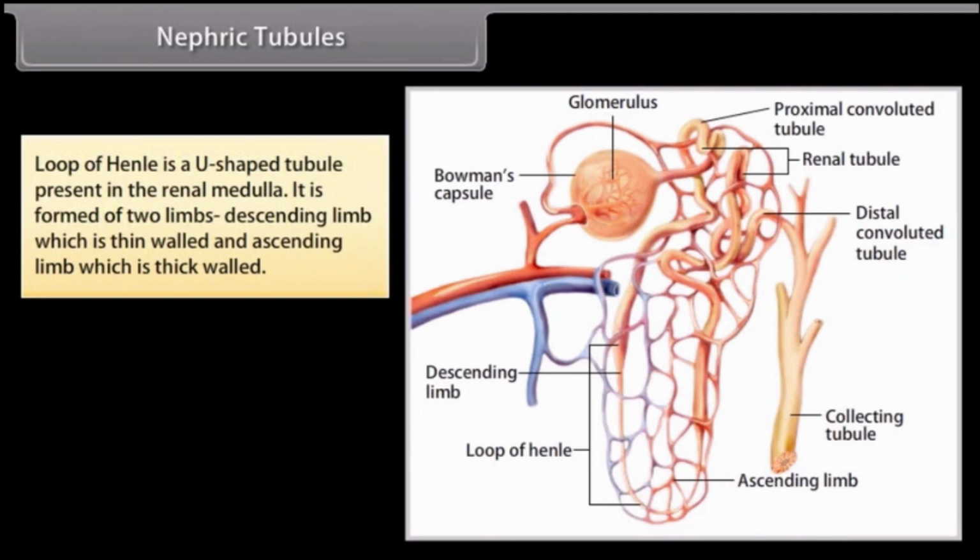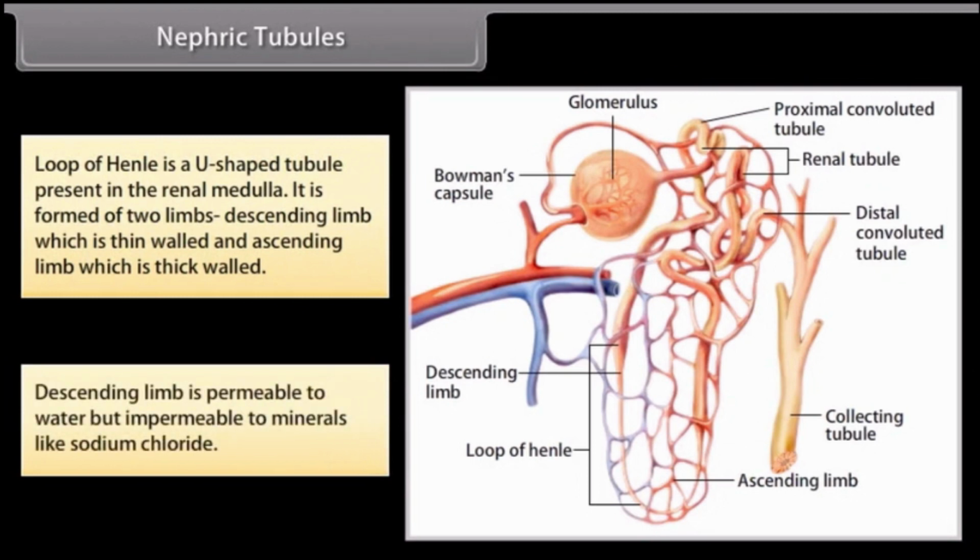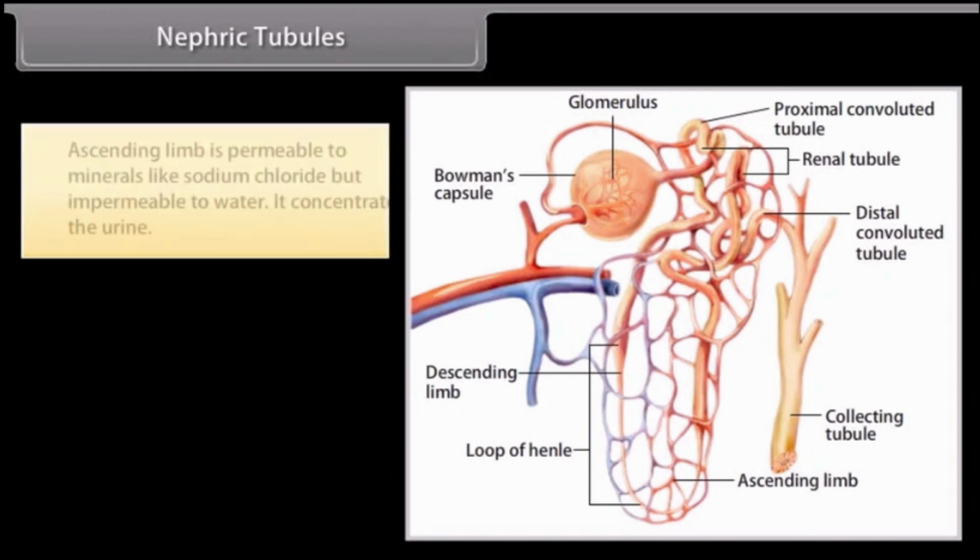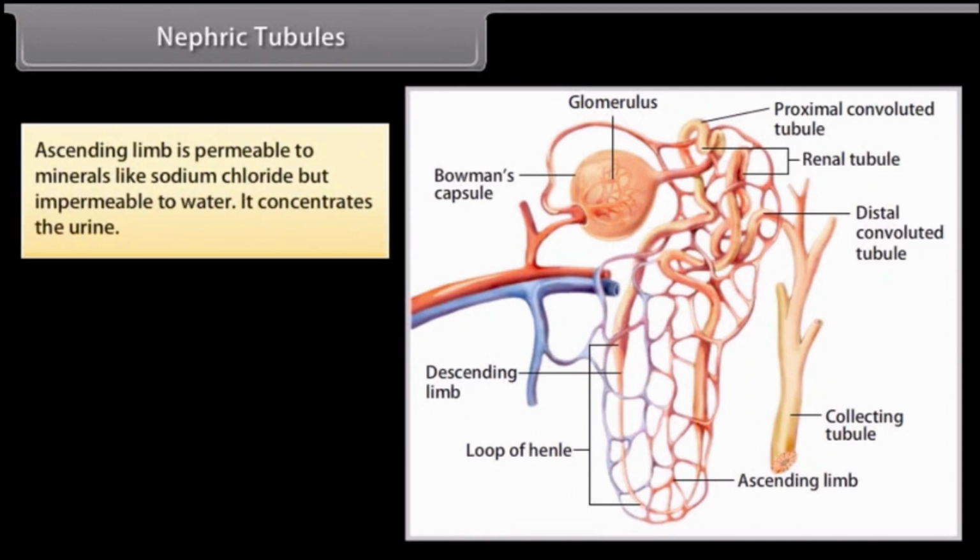Loop of Henle is a U-shaped tubule present in the renal medulla. It is formed of two limbs, descending limb which is thin-walled and ascending limb which is thick-walled. Descending limb is permeable to water but impermeable to minerals like sodium chloride. Ascending limb is permeable to minerals like sodium chloride but impermeable to water. It concentrates the urine.